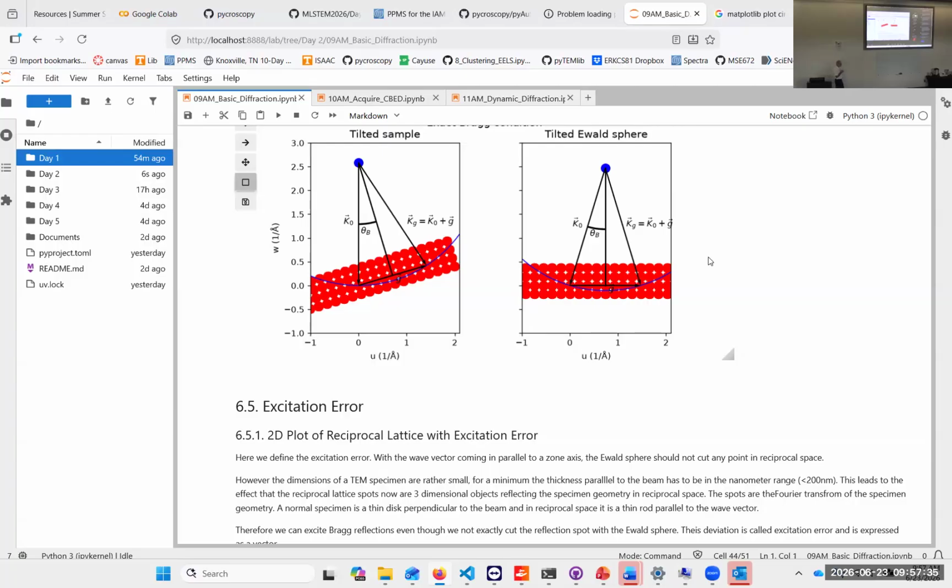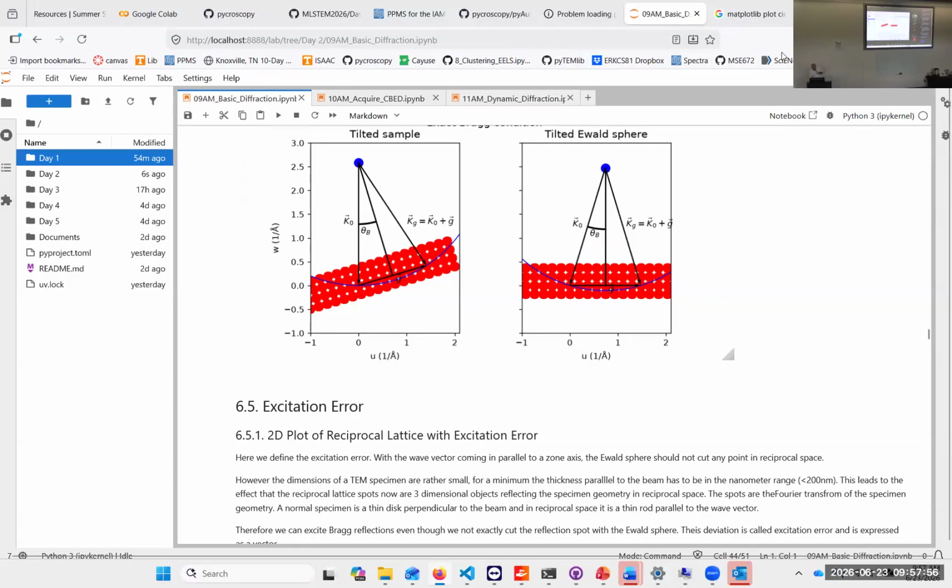So a good double tilt holder will get you to 0.1 degrees accuracy, but sometimes you want to be better, and the last little bit you do with the beam tilt. So a very good question.